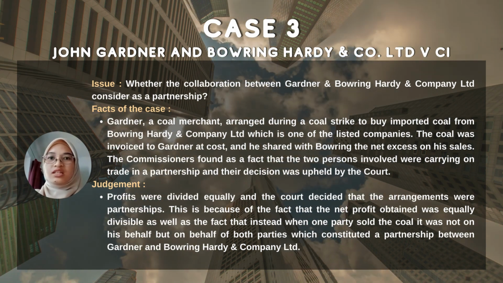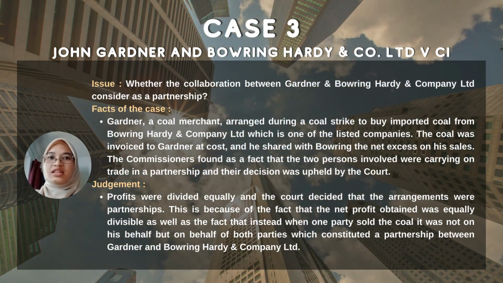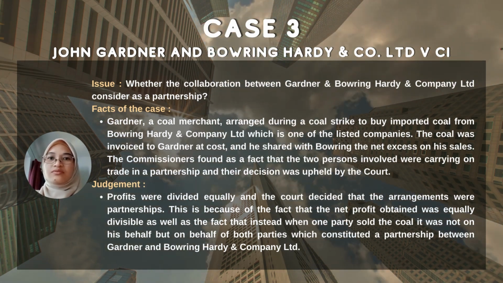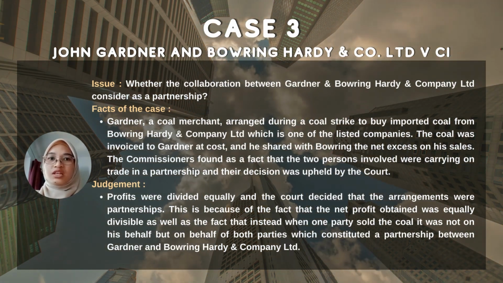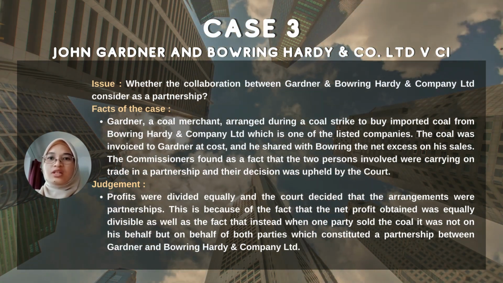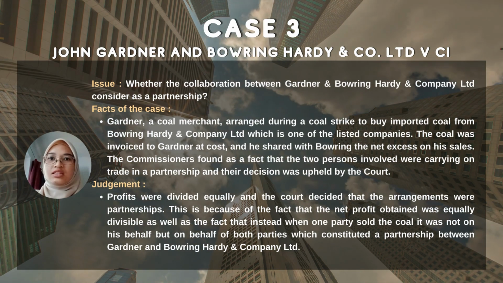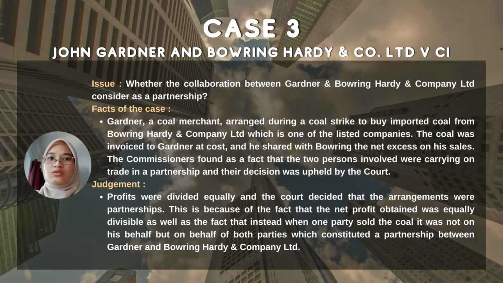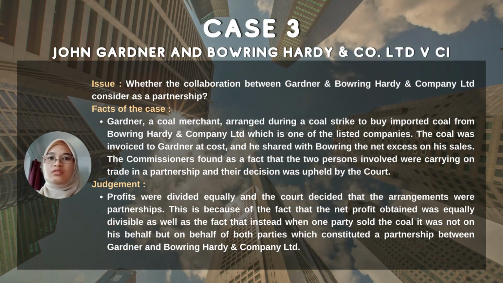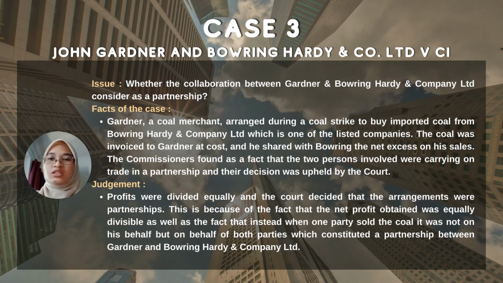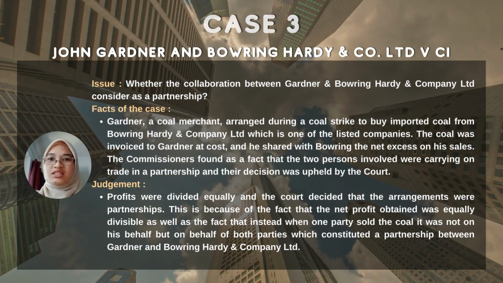Profits were divided equally, and the court decided that the arrangement was a partnership. This is because of the fact that the net profit obtained was equally divisible, as well as the fact that when one party sold the coal, it was not on his own behalf but on behalf of both parties, which constitutes a partnership between Gardner and Bowring, Hardy and Company Limited.